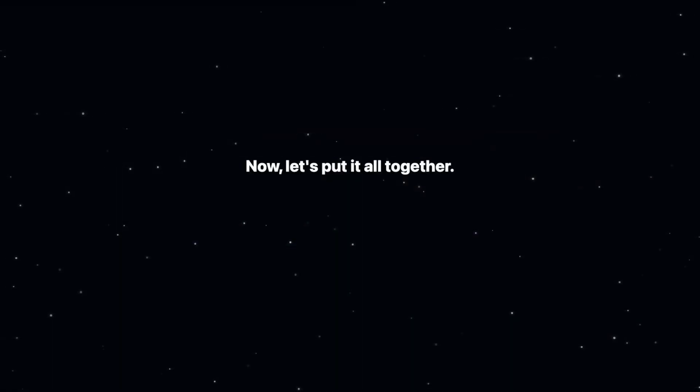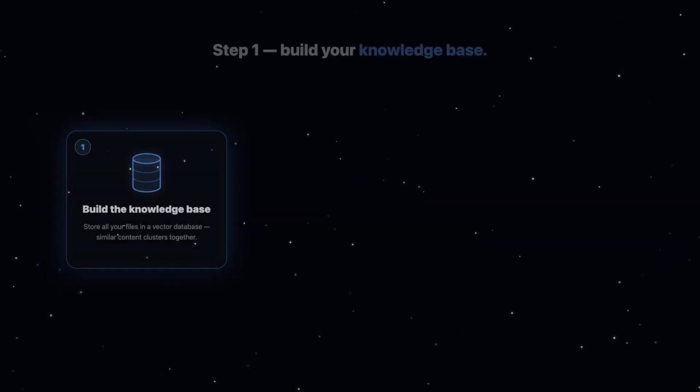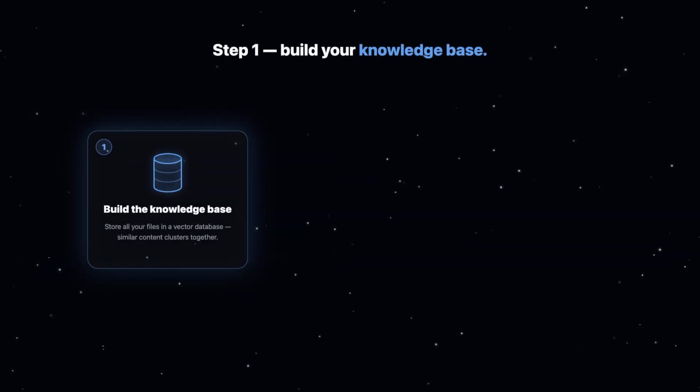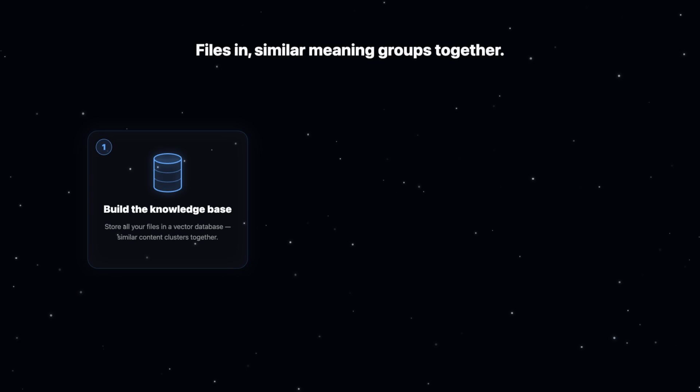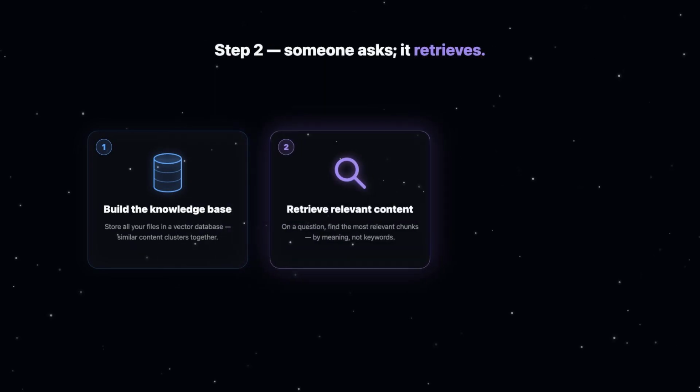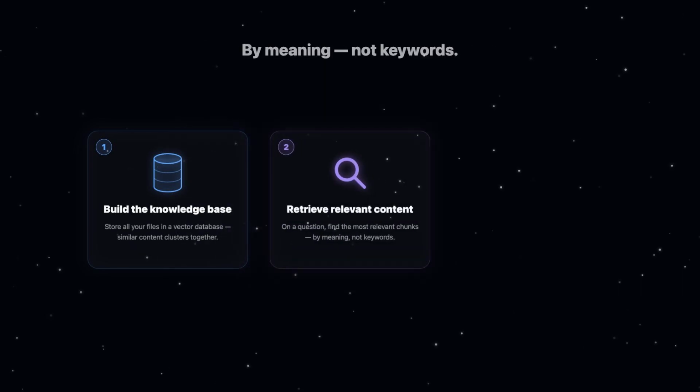All right, let's connect the whole flow. RAG works in three simple steps. Step 1, build a knowledge base. Take all your files, PDF, Word, text, and store them in a vector database. Content with similar meaning automatically clusters together. Step 2, someone asks a question. The system finds the most relevant content in the knowledge base. Not keyword search, it understands meaning. So even if the wording is different, it finds the right information.